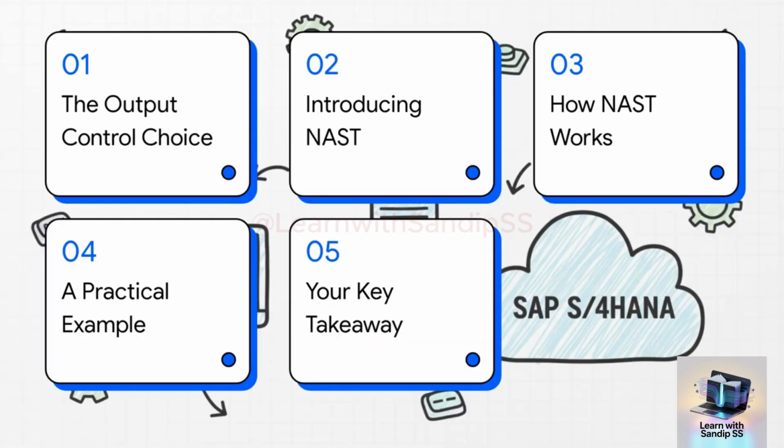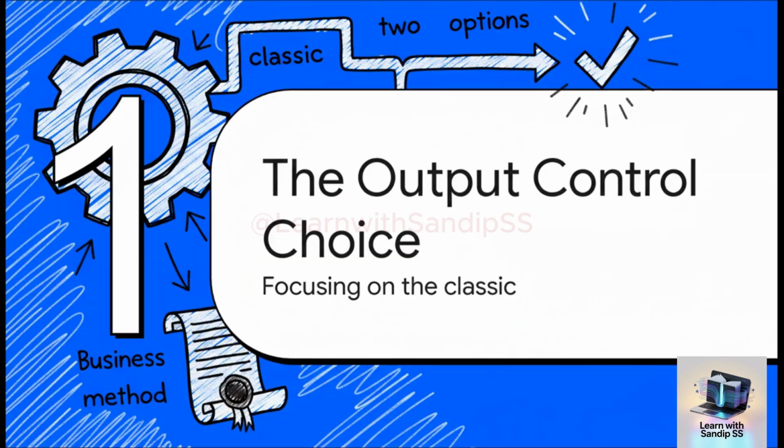So, here's our game plan for this explainer. First, we'll talk about that big choice you have to make in S4HANA. Then we'll properly introduce the classic NAST framework. After that, we'll break down exactly how it works, step by step. Then we'll see it in action with a real-world example. And finally, we'll wrap it all up with your key takeaway. Sound good? Let's go.